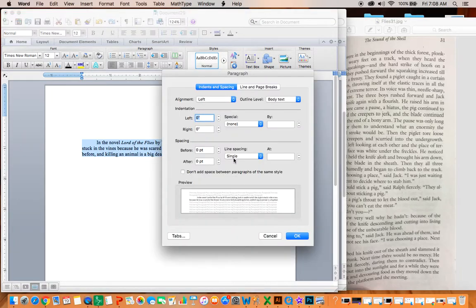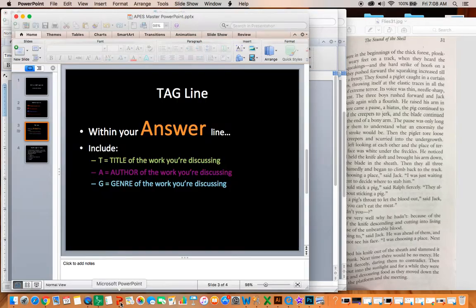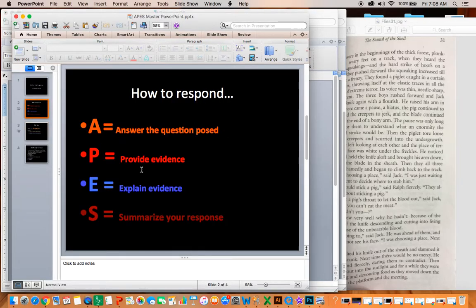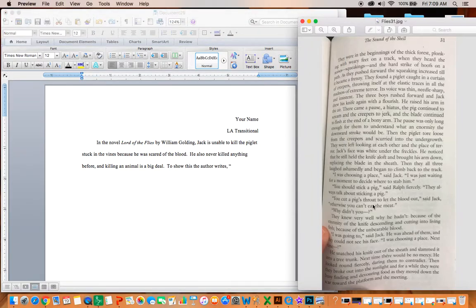So let's do paragraph. Remember, I want it double spaced. So let's make sure that happens as well. So now we answered the question. We had our tagline in there. Now we want to provide evidence. To show this, the author writes, and now we need to go back to our novel. We've got to find a line in here that really makes the point that Jack was scared. He never killed anything before, and all the boys really realize it. So a line I really like is this one.